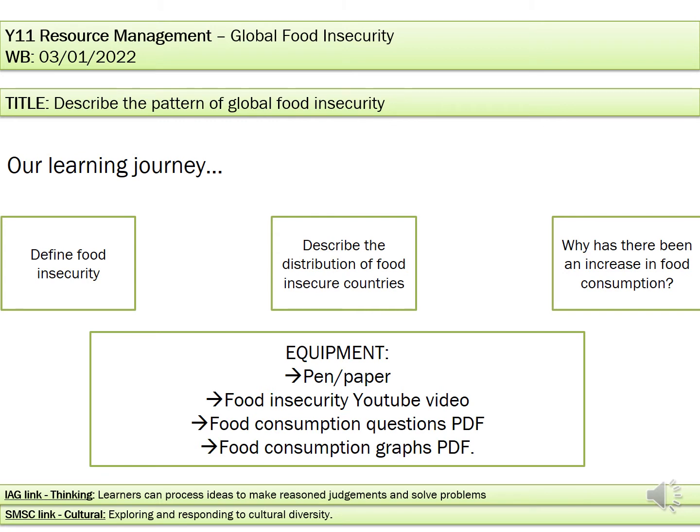We're going to start with the first lesson of the food supply part of your resource management topic. It's very easy, it's one of the easiest parts of the exam. It's just about revising it.